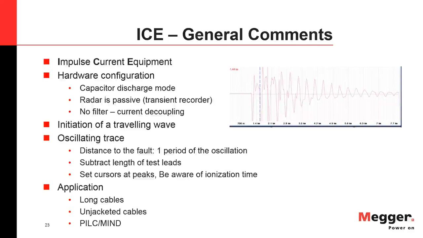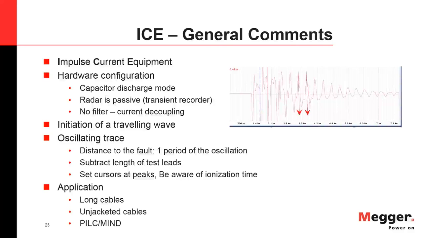You have to subtract your lead length because the oscillation is traveling back into the equipment, and the reflection point is the so-called foot point of the capacitor, which is all the way into your equipment, including, for instance, cable drum, measurement leads, or whatever. So you have to subtract the leads to get a fairly accurate measurement. And then you set your cursors peak to peak like this. You choose a nice oscillation, and the distance to the fault in this picture here is the distance between those two peaks. Now be aware there's a problem with ICE here, which is related to the ionization time, which I will show you in a second.